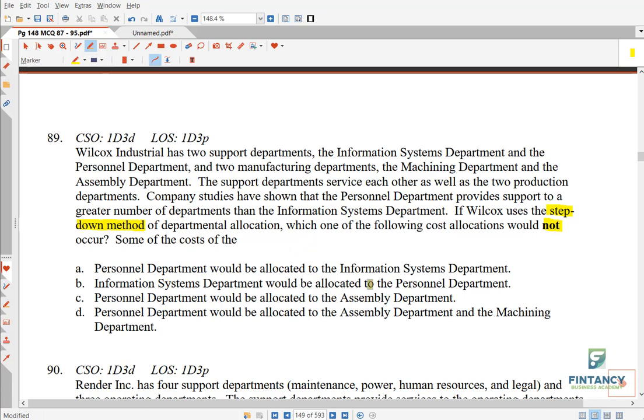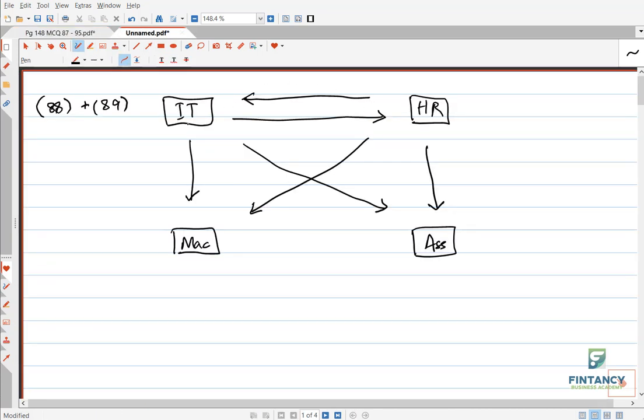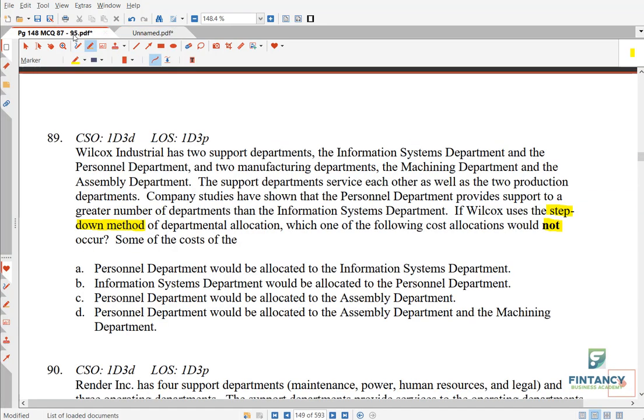IT would be allocated to personnel. What do you say? Remember step down method. In step down method, we will take one of them and we will start with it. In this case, we will start with which department? Right? We will start with personnel department. It means we cannot return back to personnel. So IT cannot give back to personnel. Got the story, everyone? So this was the step down method we discussed yesterday. So this is the answer. This would not occur.